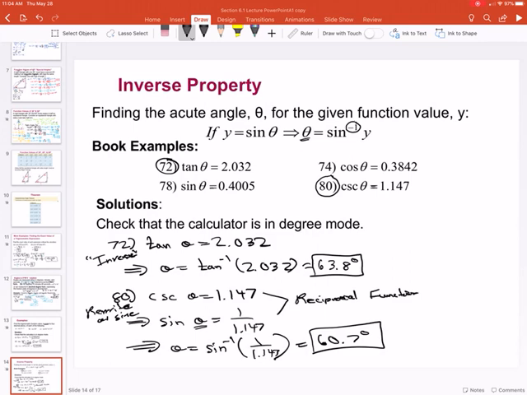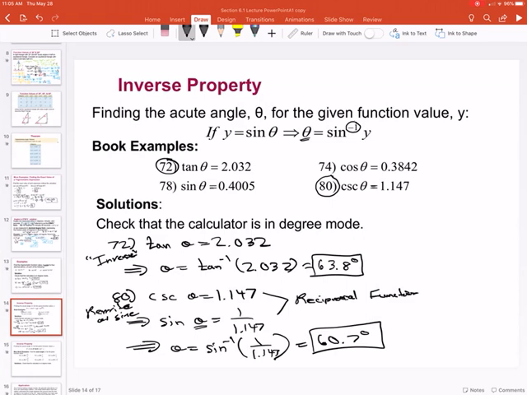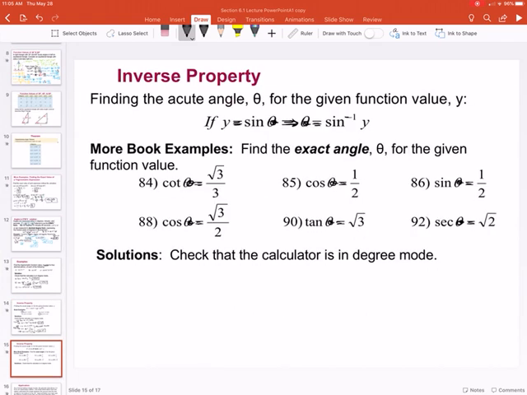Now, these were angle measurements that I don't expect you to know. They're not our special angles. We shouldn't recognize off the bat what those values represent angle-wise. Whereas when we go to our next slide, you shouldn't even need a calculator. So I want you to take a look at this next page here.